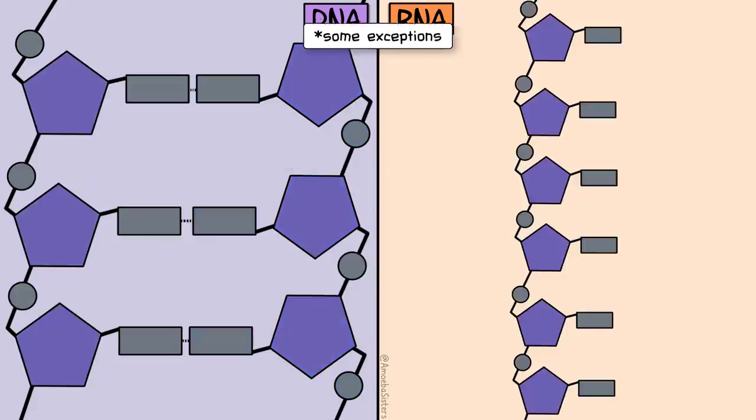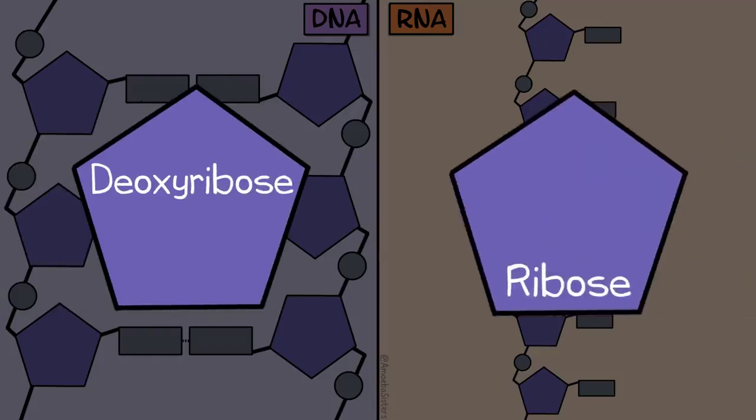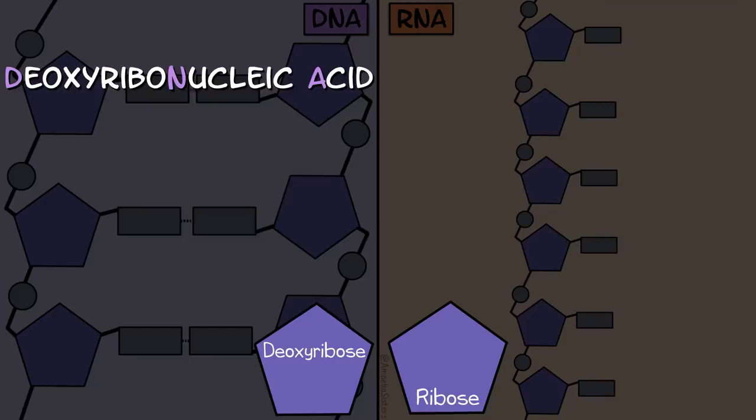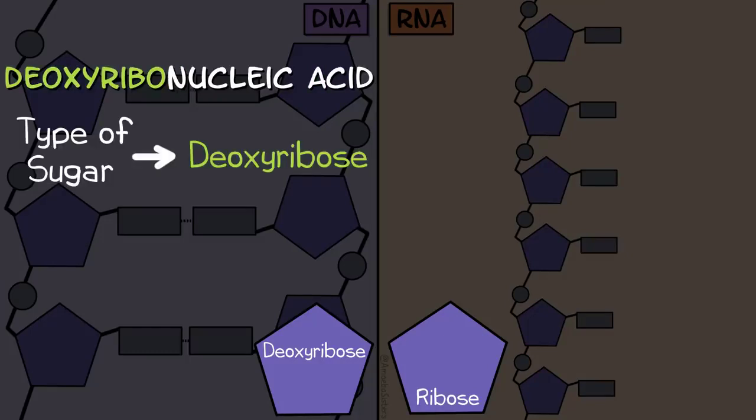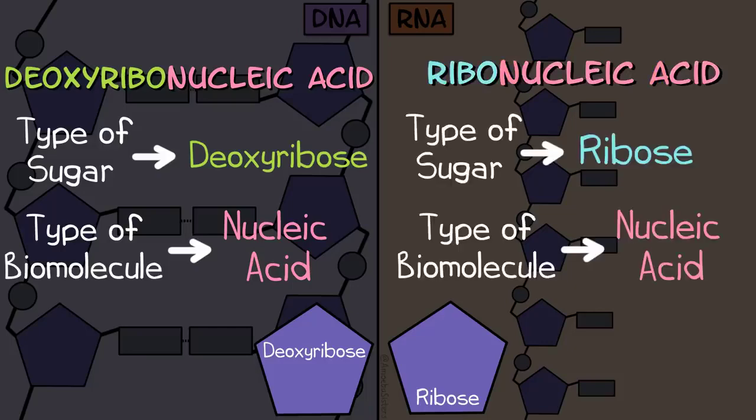The sugar in DNA is deoxyribose, and the sugar in RNA is ribose. This makes sense because DNA stands for deoxyribonucleic acid. That's helpful to know because the deoxyribose is a sugar, and nucleic acid is that type of biomolecule it is. RNA stands for ribonucleic acid, as its sugar is ribose.